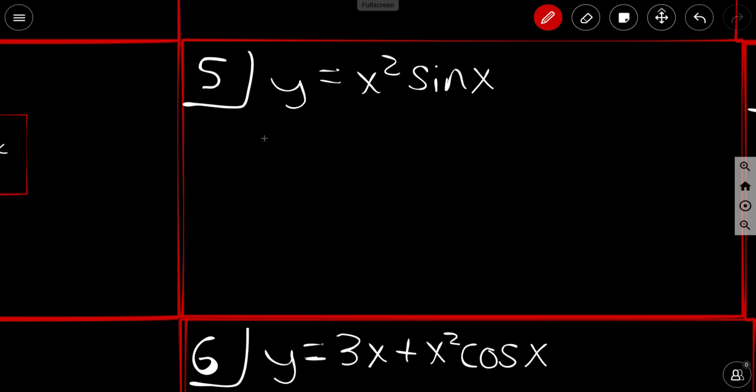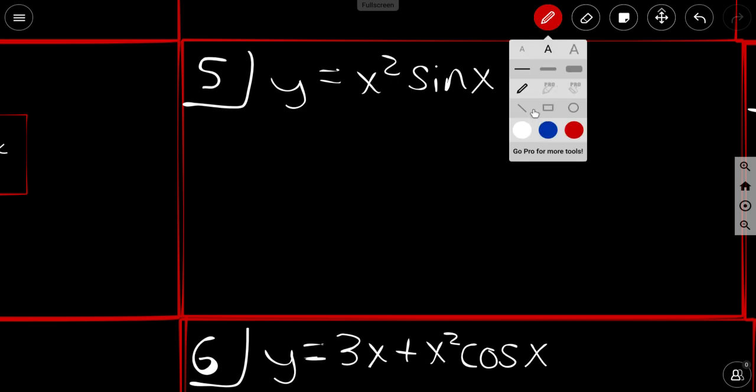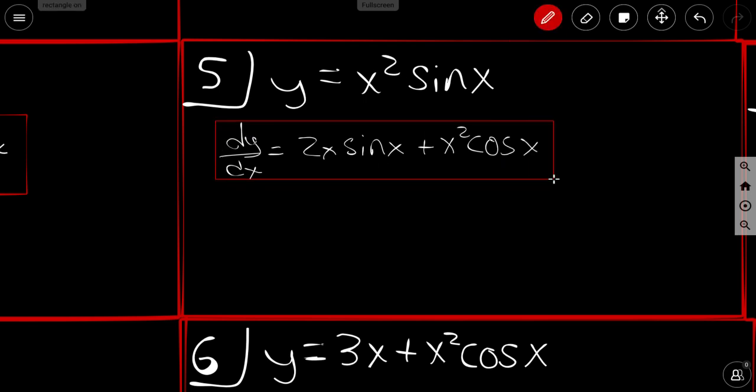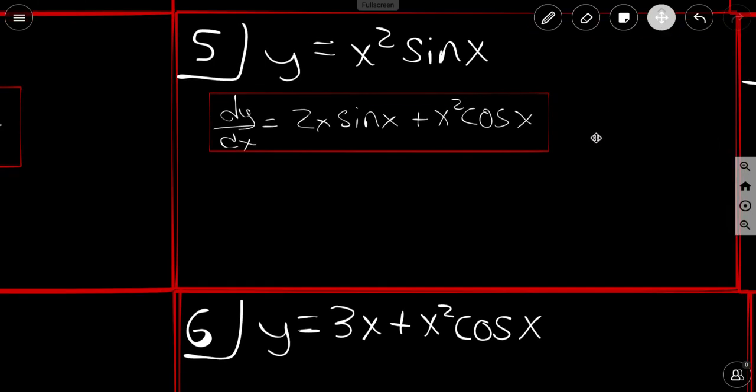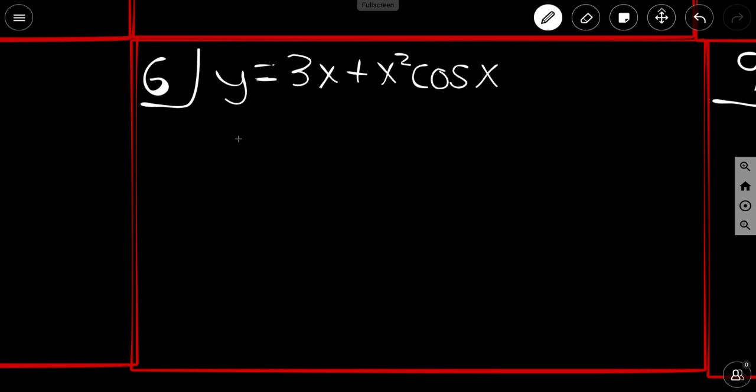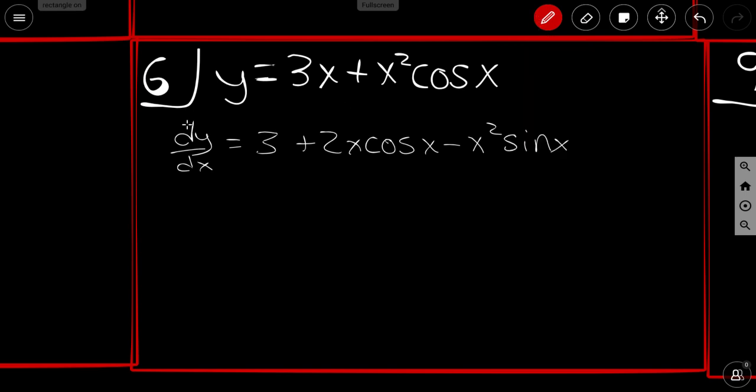For this one, we're going to have to use a product rule. And that's our answer. And then for this one, we're going to have to do product rule again. And that's our answer.